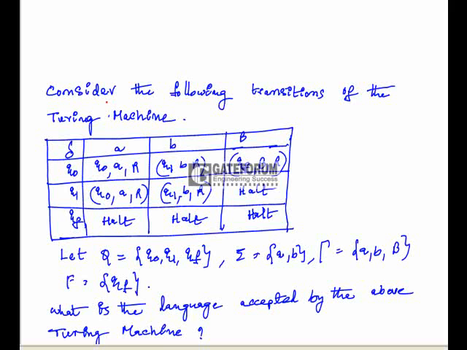Consider the following transitions of the Turing machine: delta of Q0, A is Q0, A, right; Q0, B is Q1, B, right; Q0, blank is QF, blank, right; Q1, A is Q0, A, right; Q1, B is Q1, B, right; Q1, blank is halt. QF is halt for every input. Now let Q equal Q0, Q1, QF; sigma is A, B; tau is A, B, blank; and F is QF. What is the language accepted by the above Turing machine? Option A, strings that do not end with A. B, strings that end with A. C, strings over sigma equal to A, B that do not end with B. D, none of this.